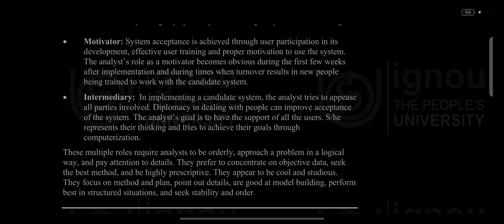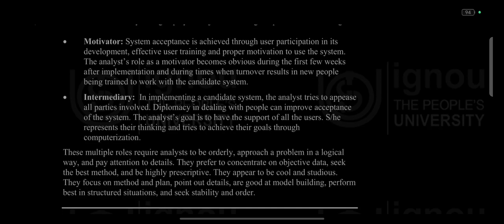Motivator. System acceptance is achieved through user participation in its development, effective user training, and proper motivation to use the system. The analyst's role as a motivator becomes obvious during the first few weeks after implementation, and during times when turnover results in new people being trained to work with the candidate system.